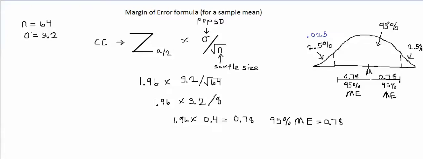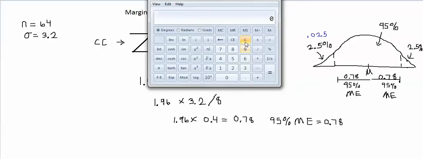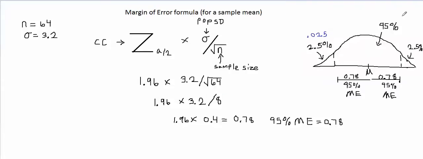Now let's divide 95 by 100 to get the probability of the middle area. 95 divided by 100 is 0.95. So I have a 0.95 probability of getting a sample from the middle 95% area. I have a 0.95 probability of getting one of these samples that are within 0.78 of the unknown population mean.